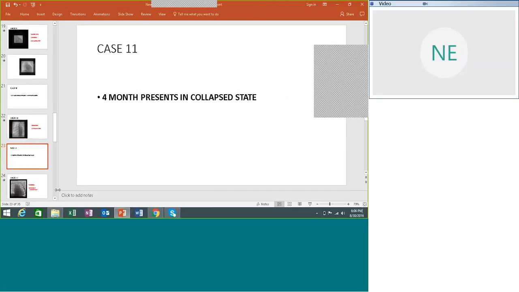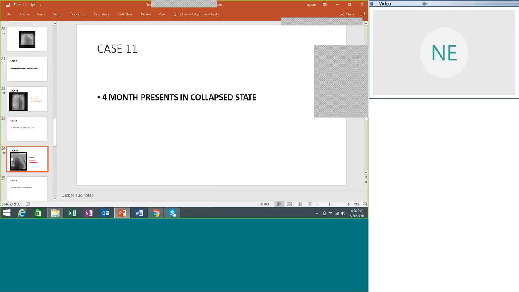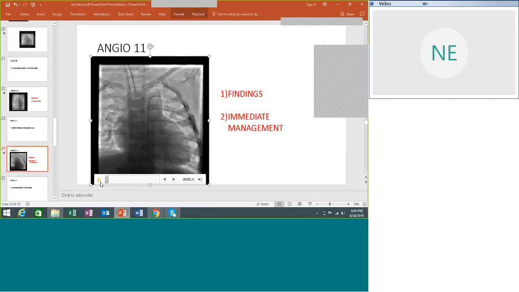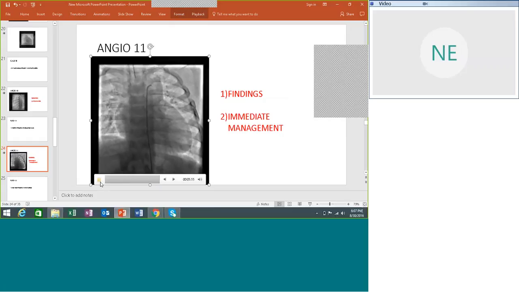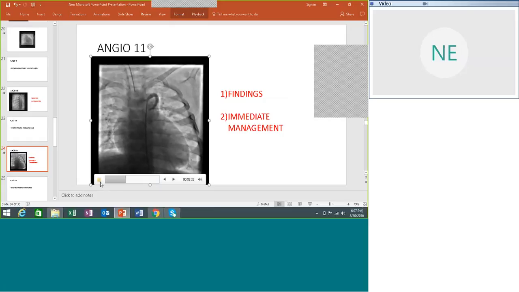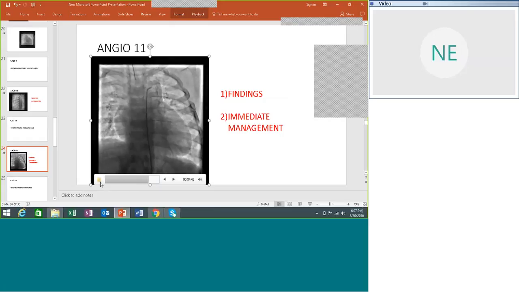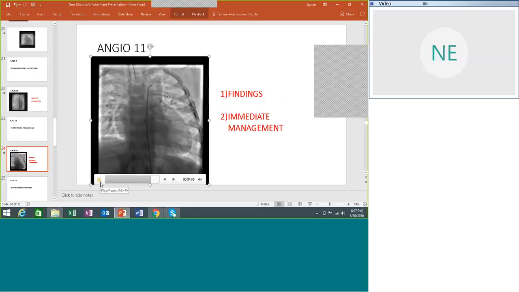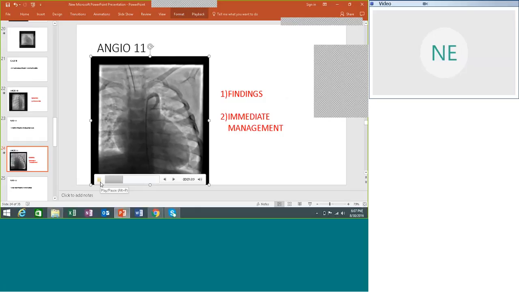Okay. Good. So, a 4-month-old presents in collapse state. Post cardiac surgery patient, after a few months of surgery, presents very acutely, in an acute state.